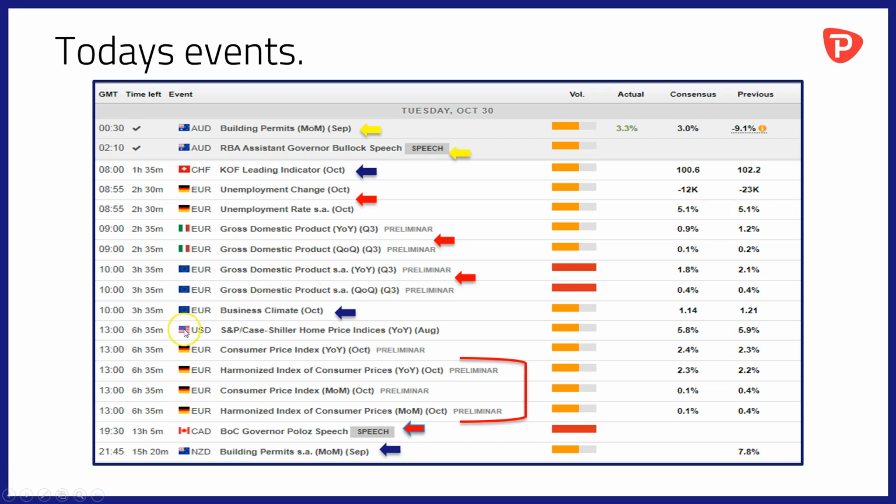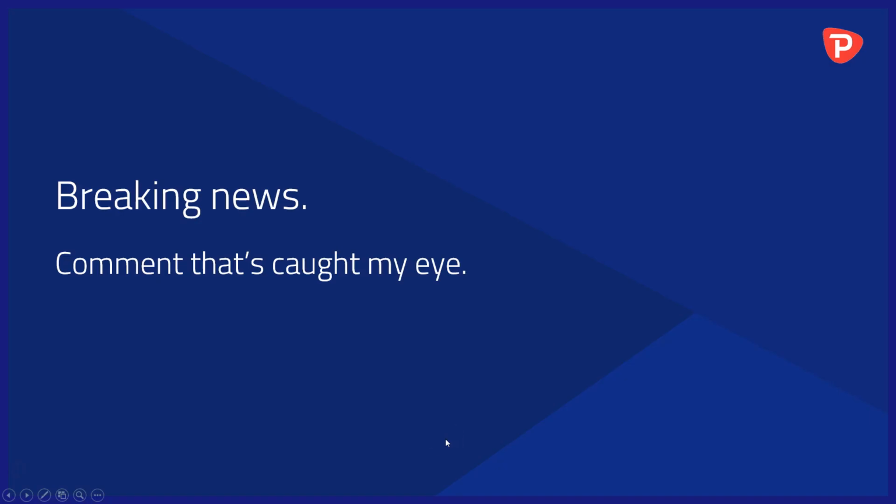At 1300 we'll have the influential S&P Case-Shiller Home Price Index data for August out of the States, and that'll be accompanied by Consumer Price Index and Harmonized Index of Consumer Prices data for October out of Germany. And then we take a decent break until 19:30 this evening, when the Bank of Canada Governor Poloz will be speaking. And to round off the day at 21:45, we shall have building permits data out of New Zealand for the month of September.